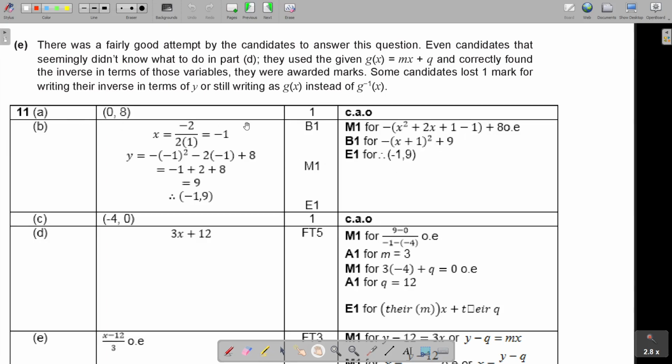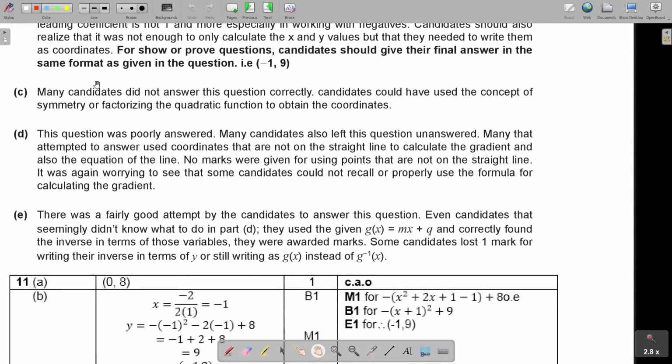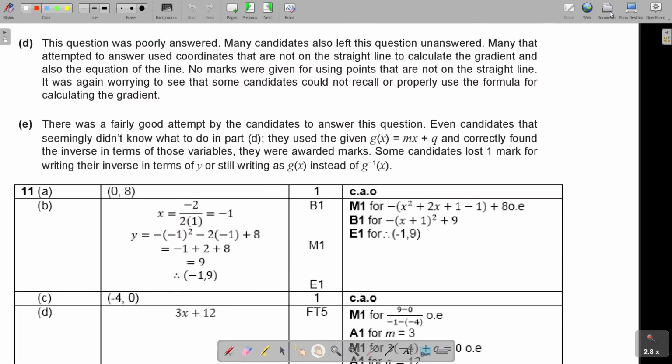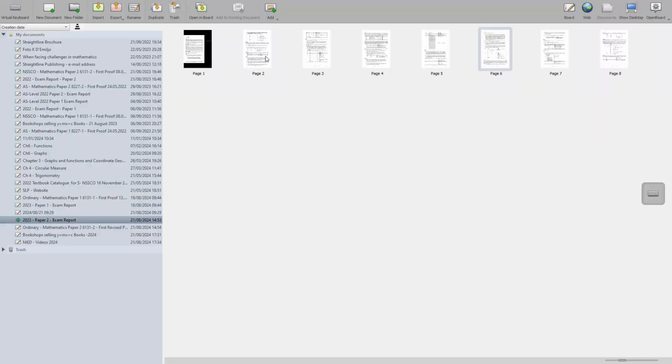And then the next one, many candidates did not answer this question correctly. Candidates used the concept of symmetry, as I showed you, or factorizing, where it cuts the x-axis you make y 0, and factorize the quadratic function to obtain the coordinates. But this question is still going on, so let's go back to the question paper.